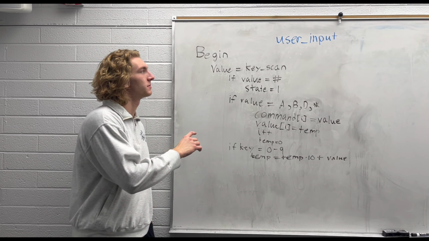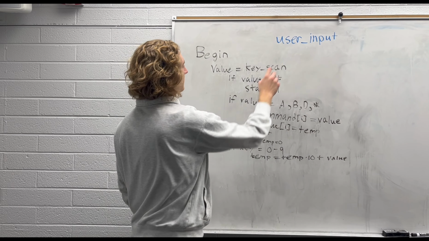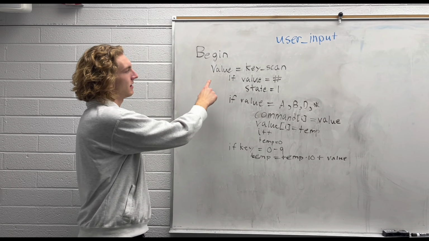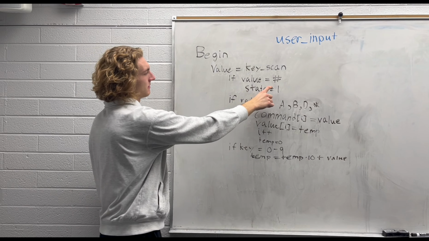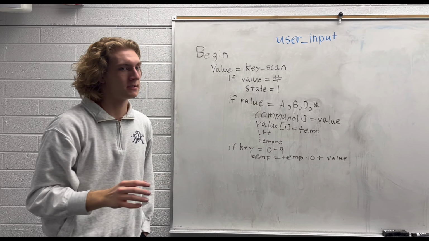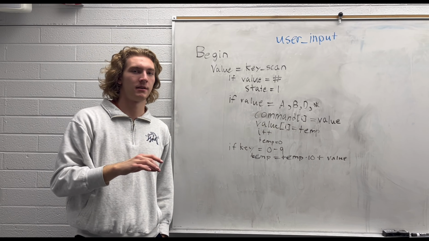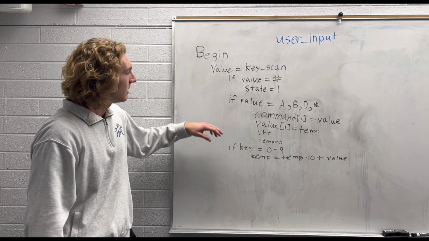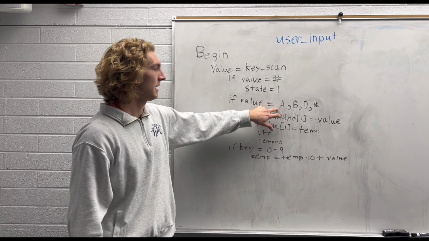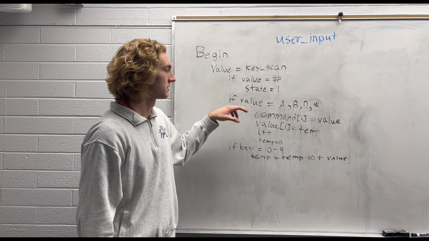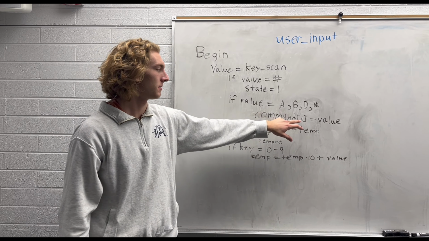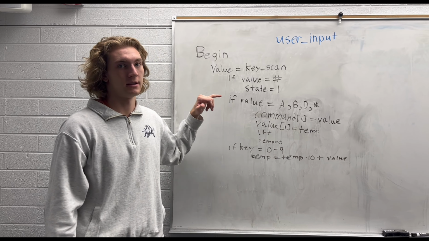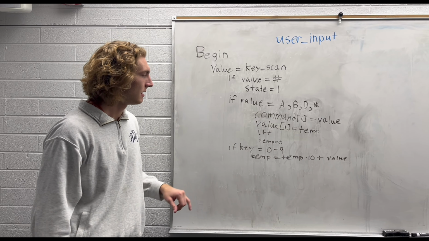An important function we wanted to go over was our user input function. It starts by collecting a value from the keypad and checking if it equals pound. If it does equal pound, we will switch the state to 1, meaning the car can execute distances and directions. If the value is equal to a command or a direction, it will store that command in this array and the associated distance in the value array.